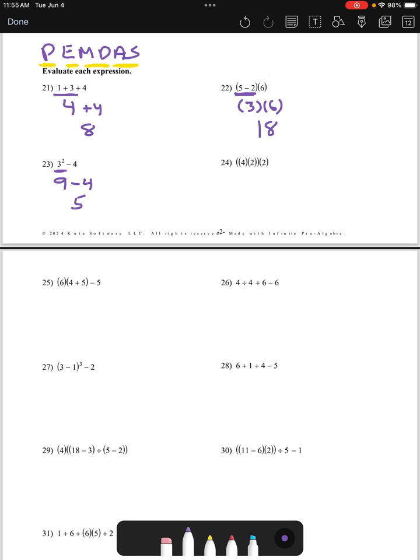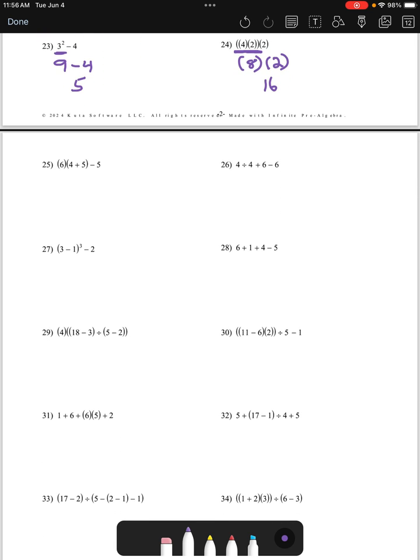Now number 24 might be a little confusing to look at first. There are a lot of parentheses here. But this first set of parentheses has a 4 and a 2 inside of it, each one in its own protective bubble of parentheses. Those inner parentheses around the 4 and the 2 are multiplicative parentheses. They're saying multiply 4 and 2. The outermost parentheses are saying do that multiplication first. So that 4 times that 2 is 8. And now all of these parentheses are multiplicative parentheses. 8 times 2 is 16.